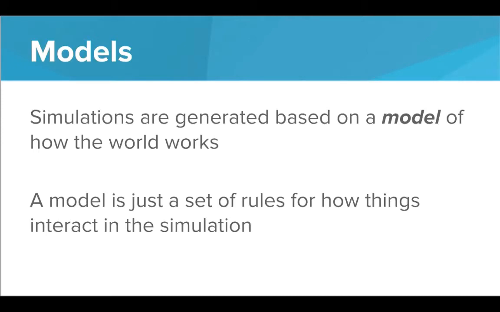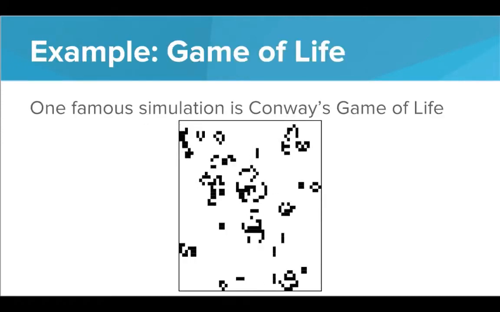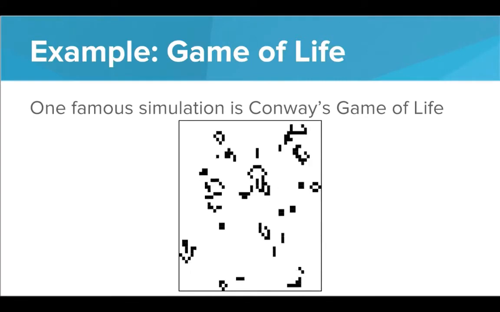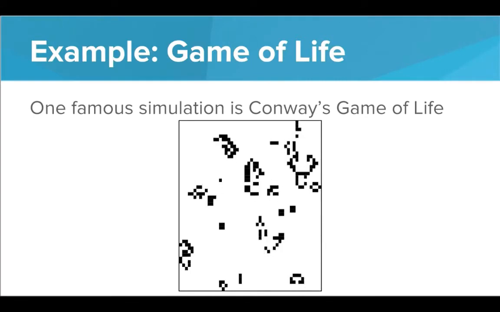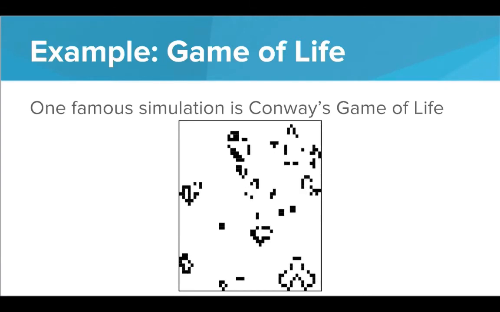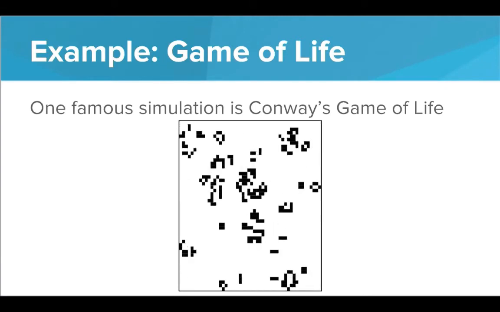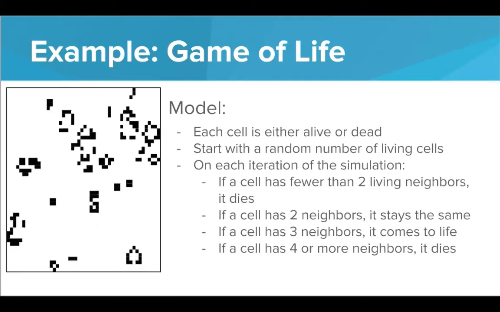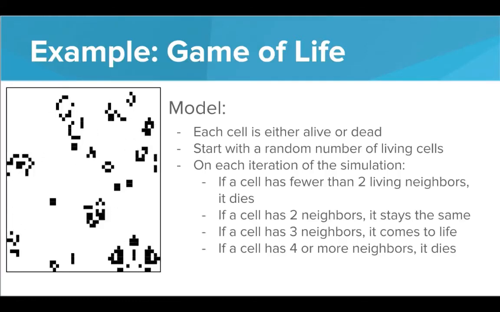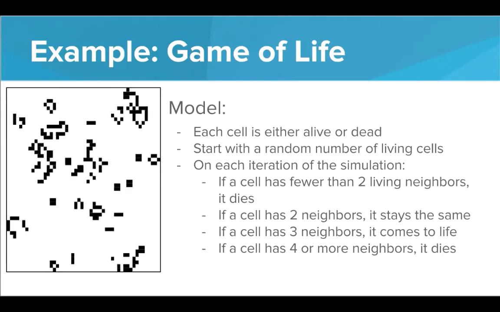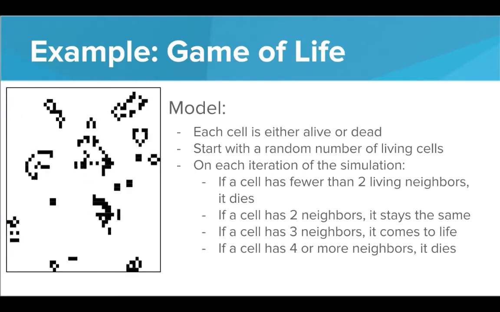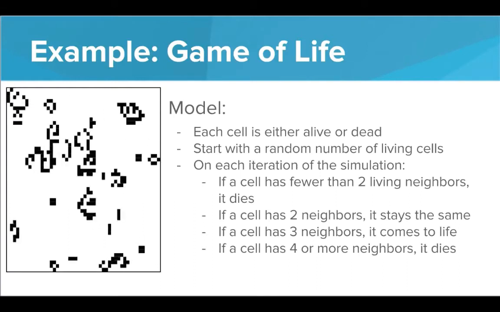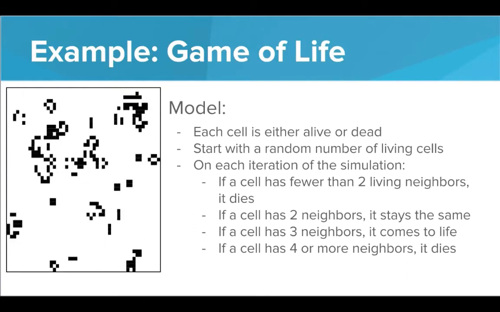What's a good example of a model? Well, one very famous simple simulation is Conway's Game of Life. And this is just a simple simulation that simulates what cellular organisms might look like living and dying in a petri dish. So here's the model for the Game of Life. The model is we have a grid of cells, and each cell is either alive or dead. It's on or off. And to start off with, in this grid, we will have a random number of living cells just randomly distributed through the grid.